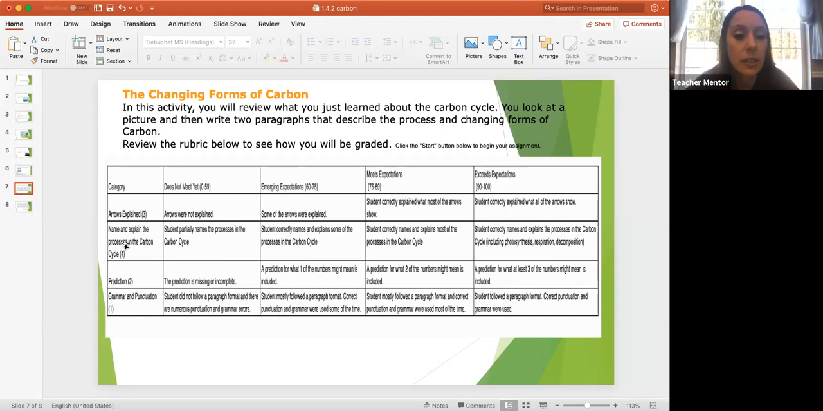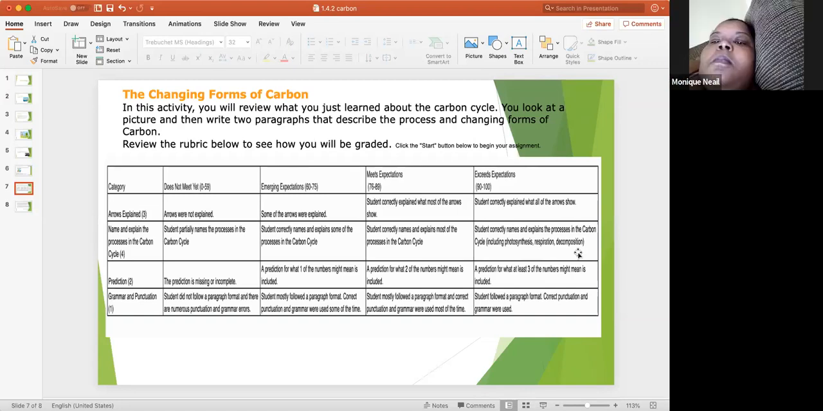Name and explain the processes of the carbon cycle. Okay, here we go. The student correctly names and explains the processes in the carbon cycle, including photosynthesis, respiration, and decomposition. So within your paragraphs, you need to make sure that you're explaining those three processes. Photosynthesis: producers are pulling carbon in for photosynthesis. Respiration: organisms are respiring and giving off carbon back into the atmosphere. Decomposition: organisms die, their bodies decay and break down, and as they do so, they release that carbon through decomposition.